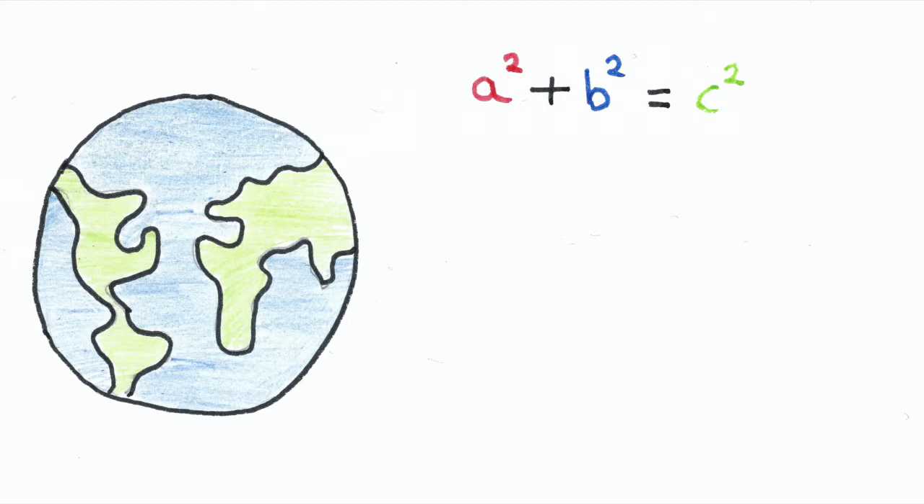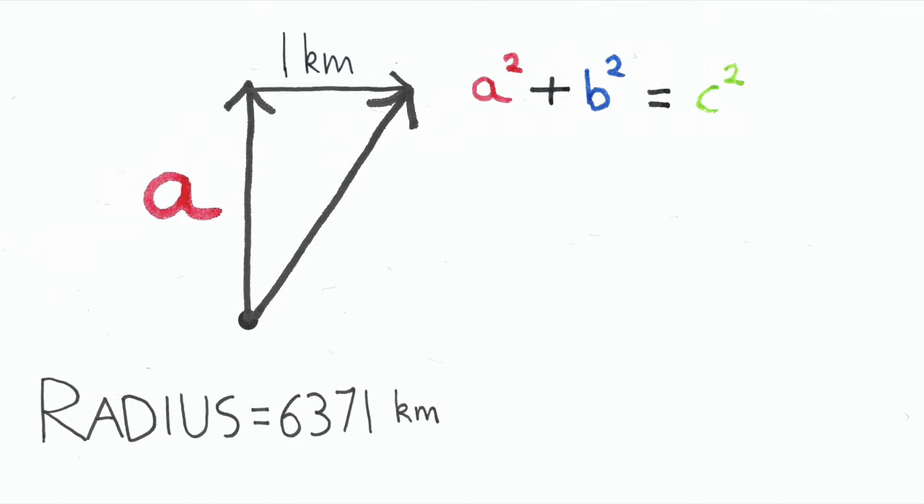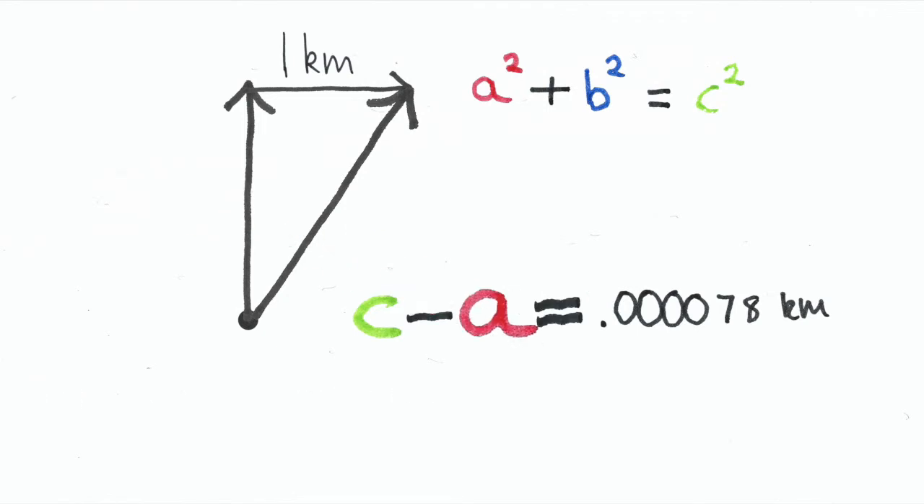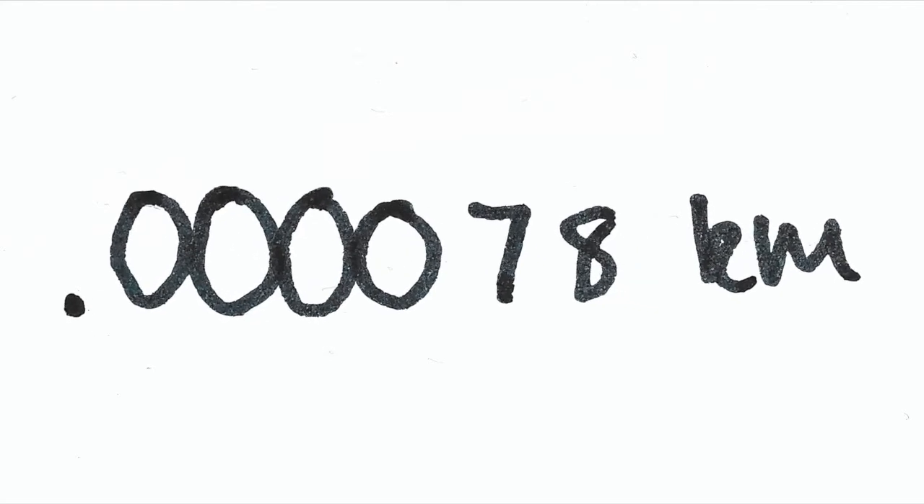So let's do that. Step 1. Draw a line from the center of the Earth to the surface. Next, we draw a line signifying 1 kilometer. Then, connect all the dots to get a right angle triangle. Using this side as a, the radius of the Earth, which is 6,371 kilometers, we can solve for c, which becomes 6,371.000078 kilometers. This shows for every kilometer you walk in a straight line, you actually move 0.000078 kilometers down, or 7.8 centimeters down.